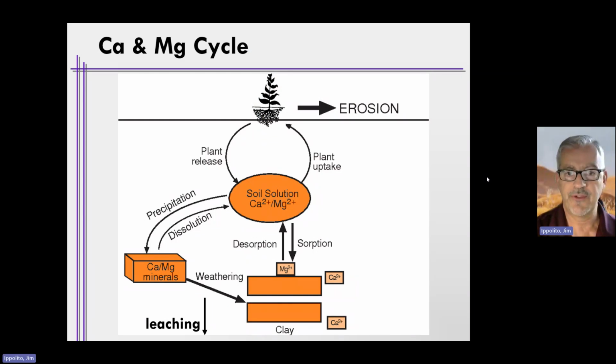Here, let's focus some attention on the cycle of both calcium and magnesium in soils. So you see there's not very many arrows, and so that tells you that this cycle is relatively simple, and it is.